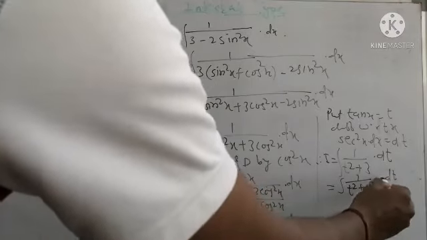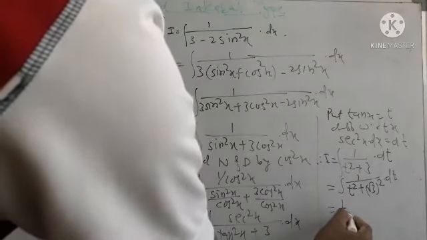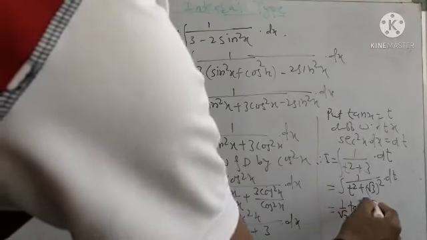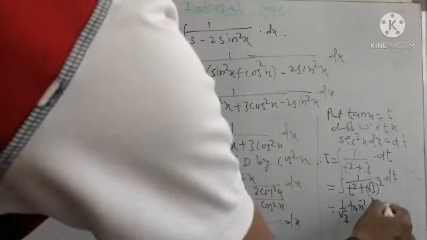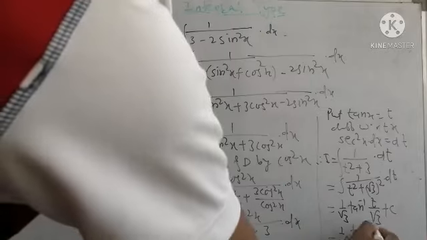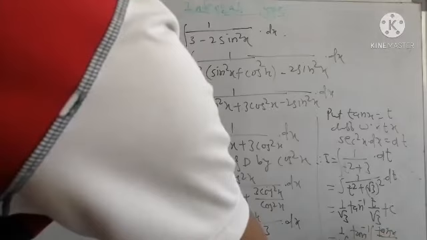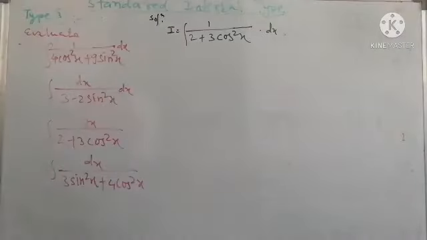Again we are going to apply the same radical function formula, 1 upon x square plus a square, which has the integration 1 upon a tan inverse x upon a plus c. Here a is root 3 and x is replaced by variable t, so the integration will be 1 upon root 3 tan inverse of t upon root 3, and in the final step we have to resubstitute the value of t, which is tan of x. Therefore tan of x divided by root 3 plus c.